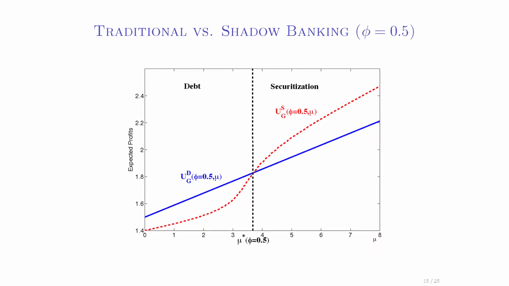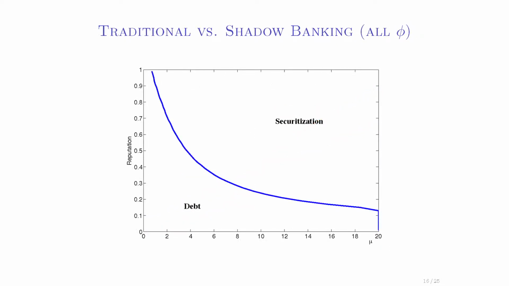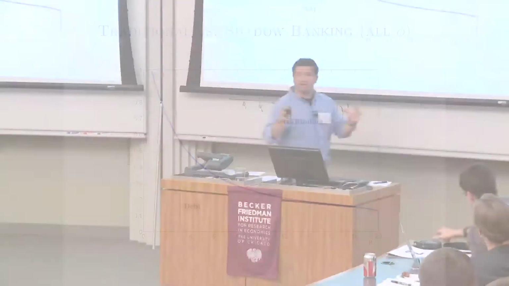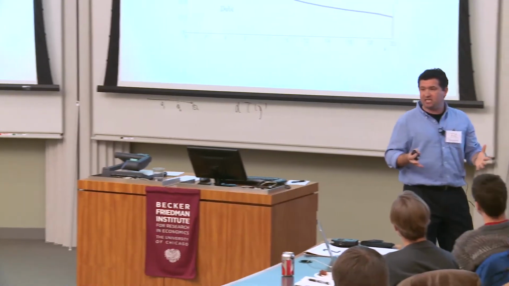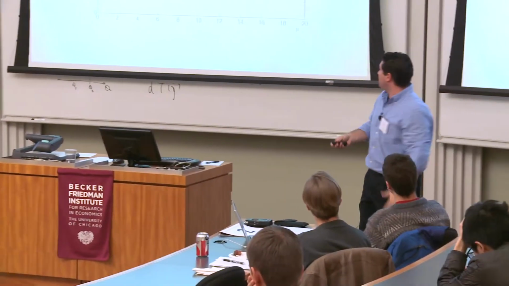This is for a reputation of 0.5, but we can do the same for all reputation levels. So here you have mu, the expected economic conditions, and here you have the reputation levels from 0 to 1. When mu is high, you're going to have a bunch of banks participating in shadow banking. What is interesting is that these are banks that have relatively good reputation, which is consistent with the data. Particularly big banks, or banks that are considered relatively good, are the ones who were participating mostly in this type of banking.